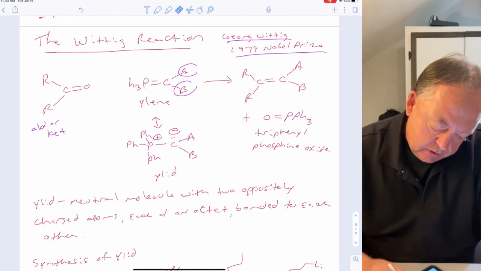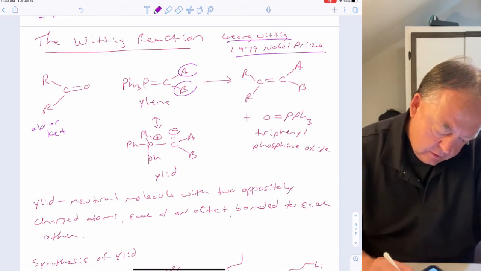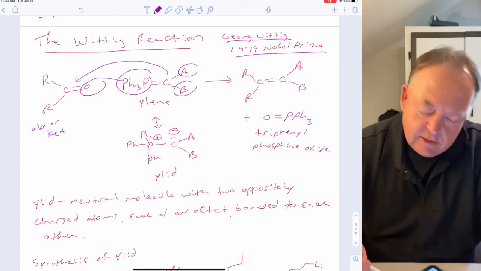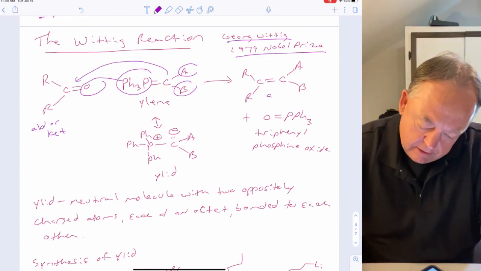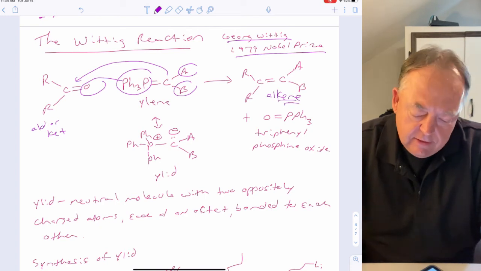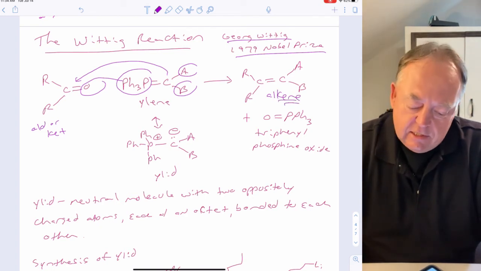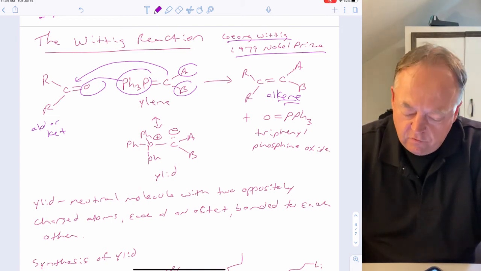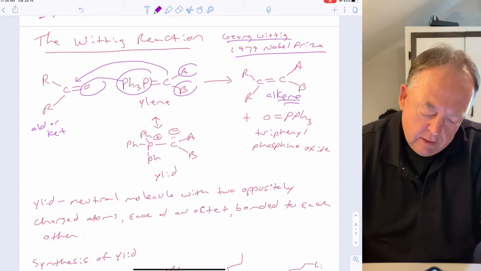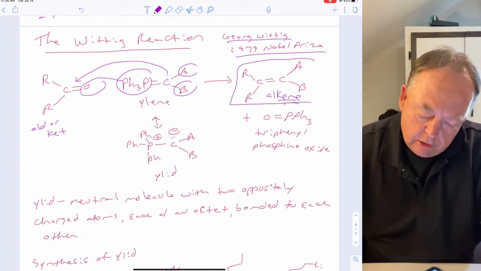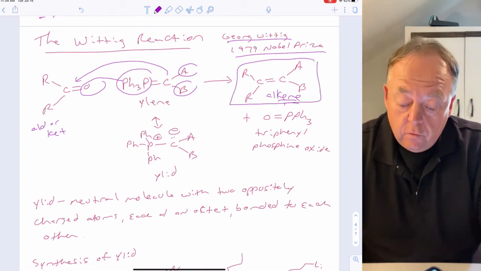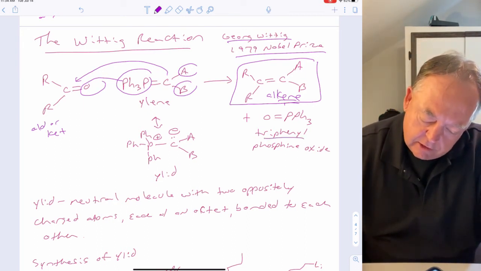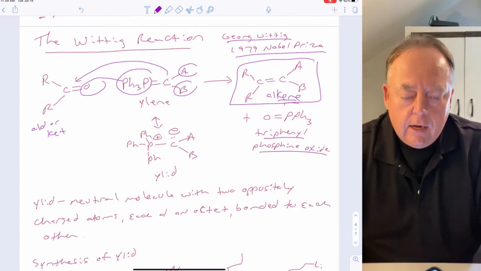Basically, phosphorus ends up double bonded to oxygen, and then this carbon ends up double bonded to that carbon. So you make an alkene. So you make a carbon-carbon bond, so that's a significant reaction, and you make an alkene, and of course you know alkenes can undergo lots of reactions, so they're very synthetically useful, which would be one of the reasons why this won a Nobel Prize. It's a very synthetically useful reaction. So oxygen comes off double bonded to phosphorus, so you make this side product called triphenylphosphine oxide.